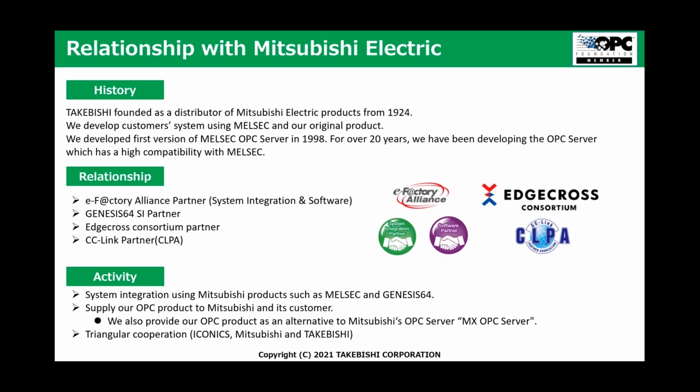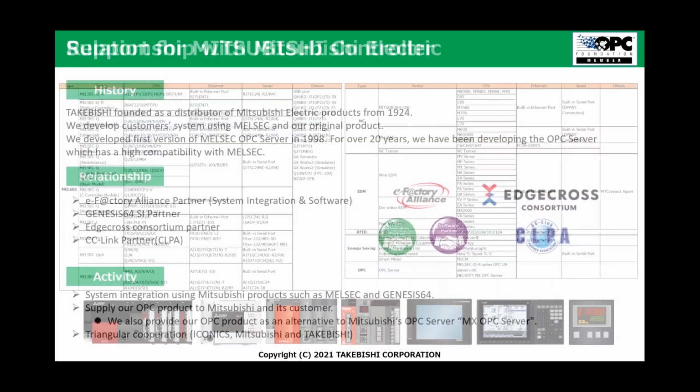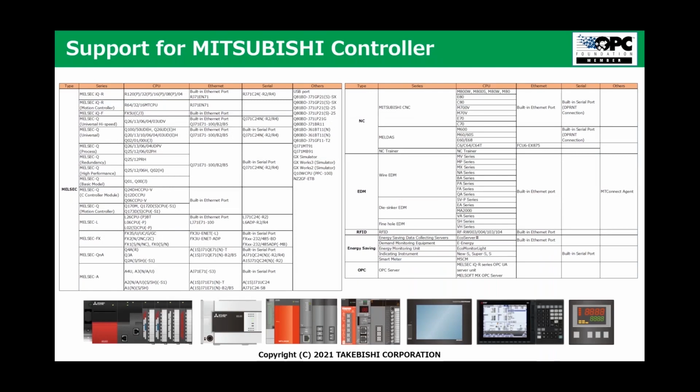So we supply our products to Mitsubishi and also its customers, of course, Mitsubishi Electric and its customers all over the world. And we can even provide this OPC product as an alternative to the Mitsubishi OPC server, MX OPC server. So you could say we have a kind of triangle cooperation between Iconics, Mitsubishi, and Takebishi. So to show you that we support a lot of Mitsubishi products and equipment, you see here this overview.